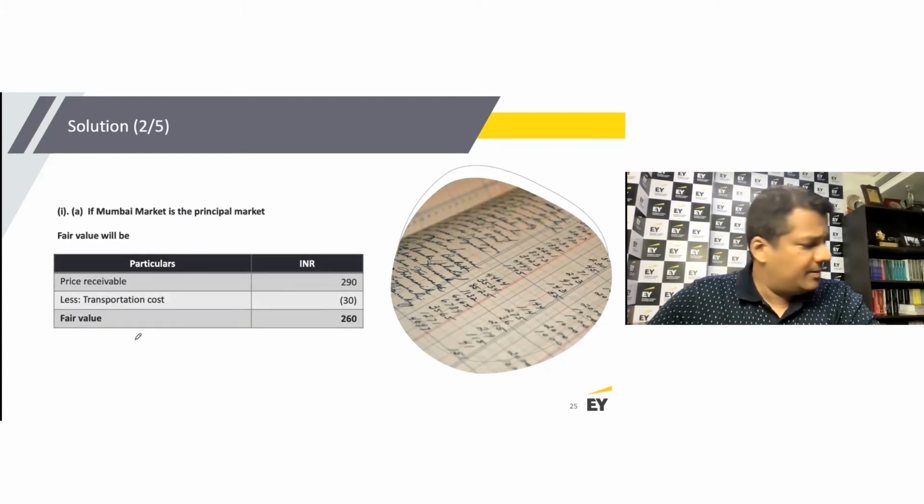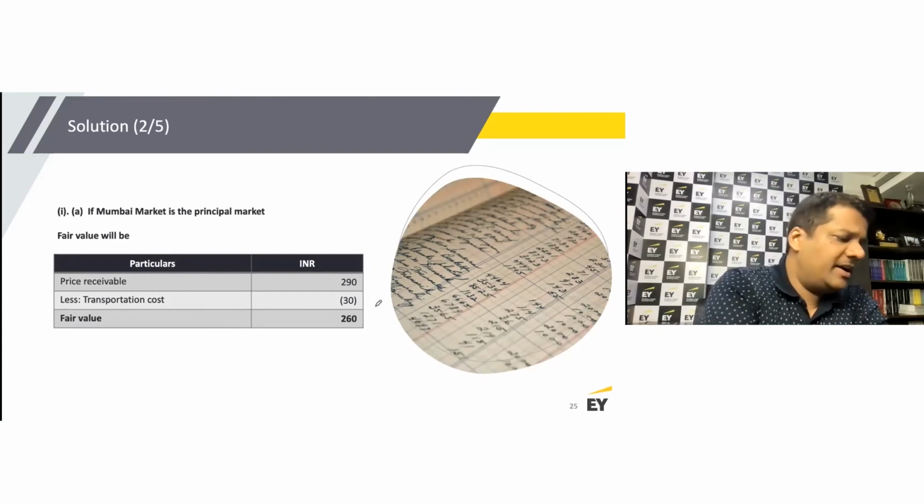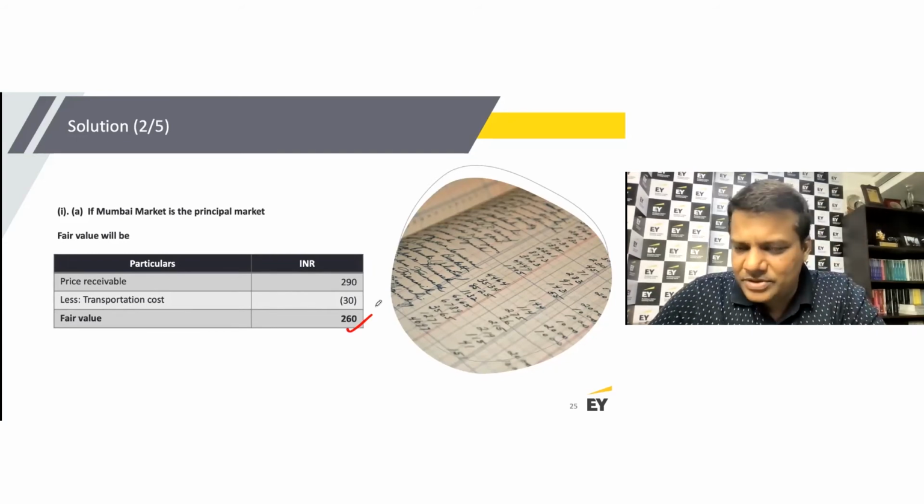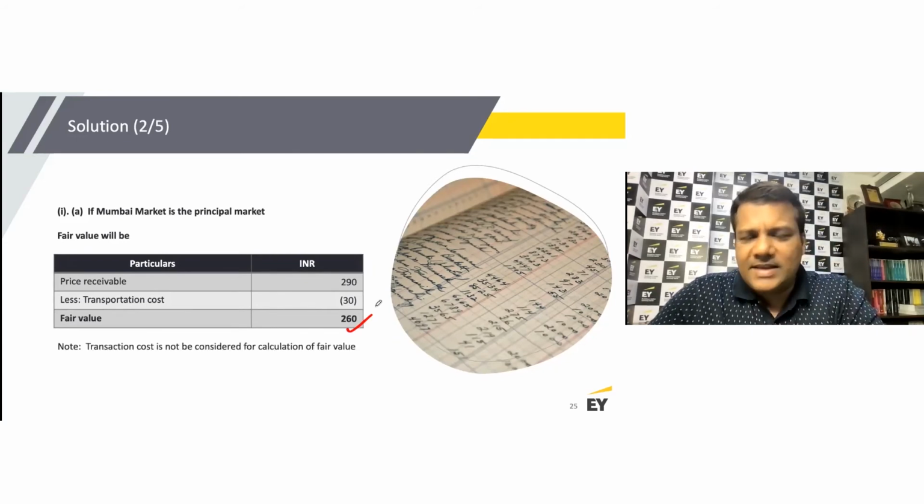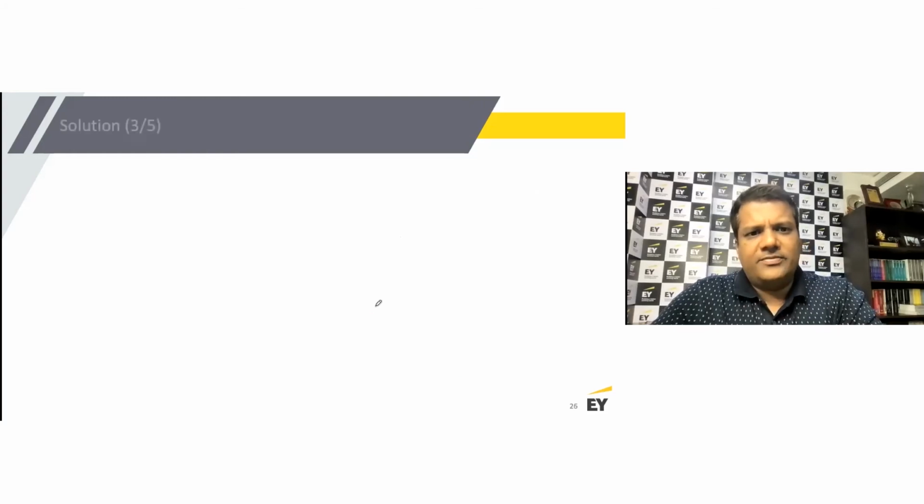Price receivable 290 minus 30, which is 260. Transaction cost is not to be considered for calculation of fair value.